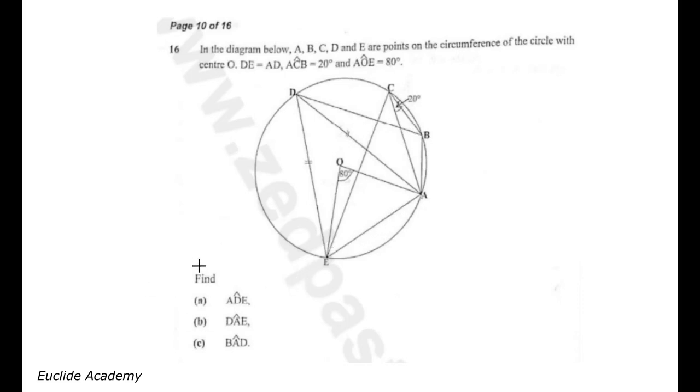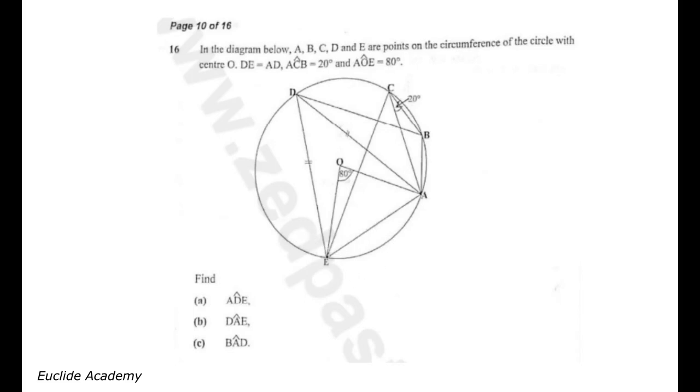So the question said: A, find ADE; B, find DAE; and C, find BAD. So we have to understand a couple of theorems for us to be able to solve questions of circle geometry.